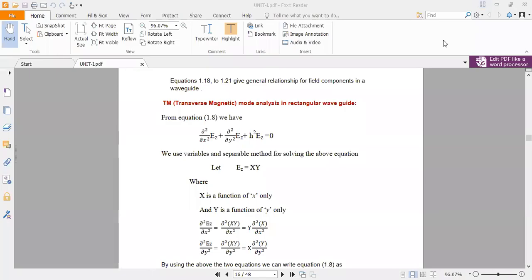So yesterday, as we discussed, what is a waveguide? A waveguide operates in two modes, either TE or TM modes. What is TE? Transverse electric. What is TM? Transverse magnetic. So we need to do the analysis of the waveguide in transverse magnetic as well as transverse electric mode. The analysis of a rectangular waveguide in transverse magnetic mode is very important, and transverse electric mode is also very important.